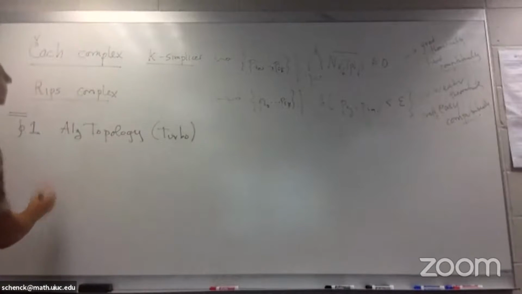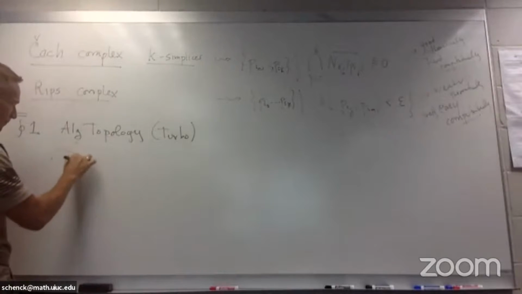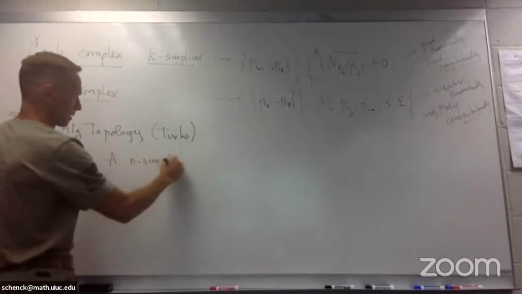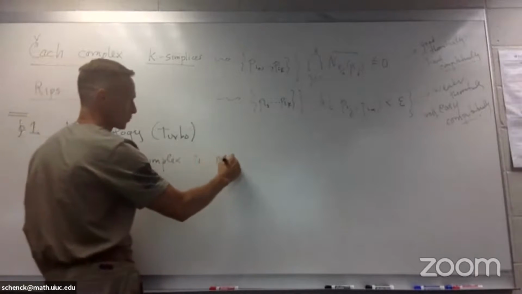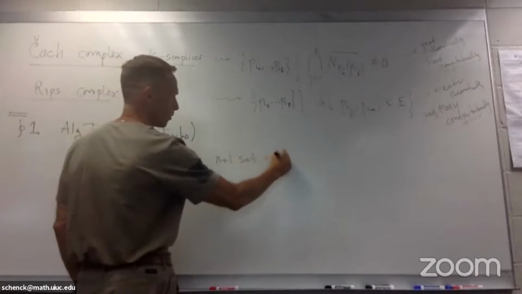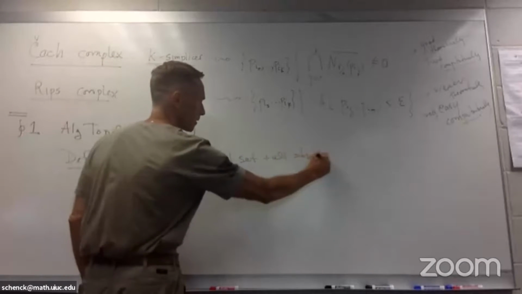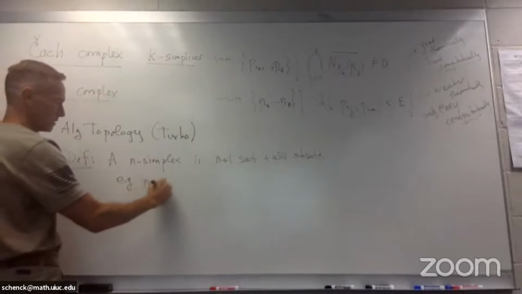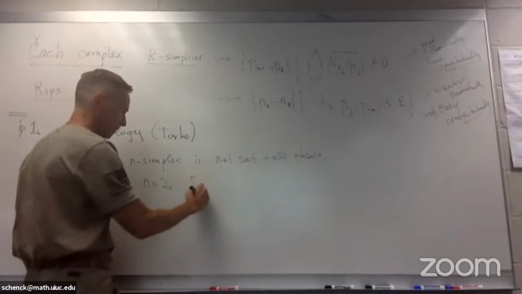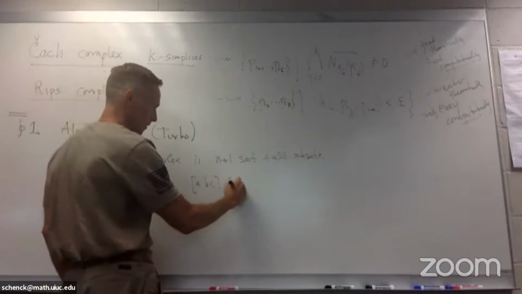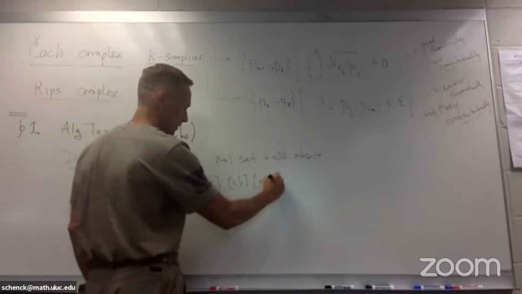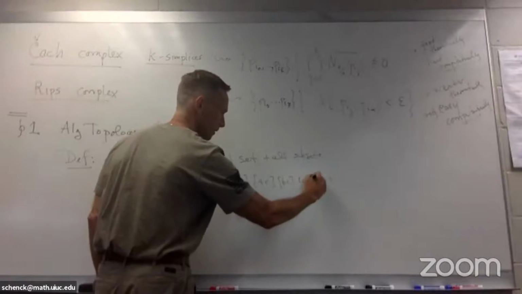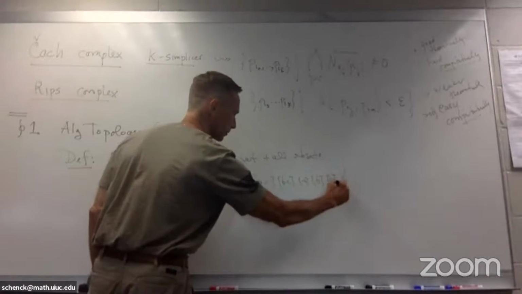So what do we start out with? We start out with a simplex. So, definition: an n-simplex is an n+1 set plus all subsets. So we might do something like this. A 2-simplex, e.g., if n is equal to 2, we might have {A, B, C}, and then {A,B}, {A,C}, {B,C}, {A,B,C}. And if you felt like being pedantic, you can include the empty set.